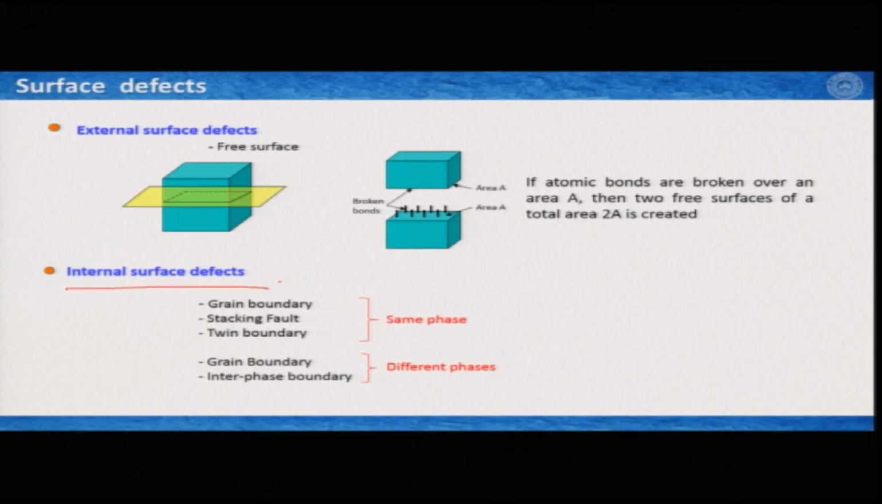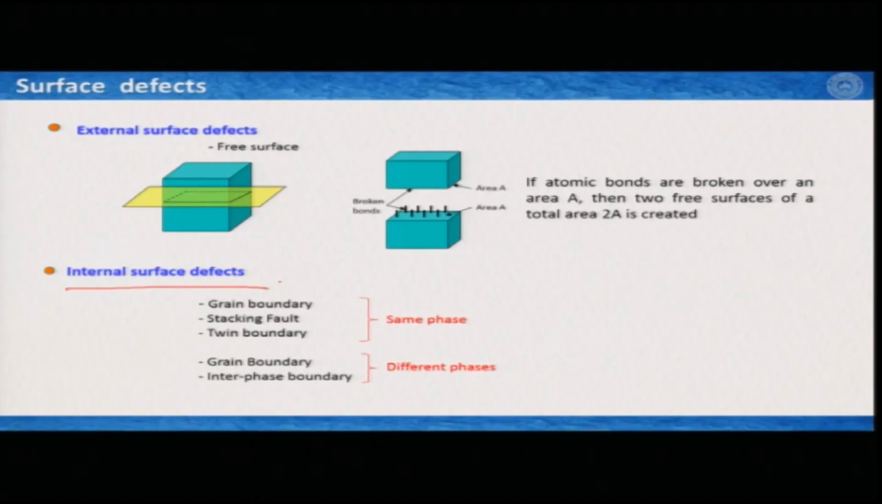And within the internal surface defects we can have surface defects between the same phases and between different phases. Between the same phases we have grain boundaries, stacking faults, twin boundaries and so on, and we can also have grain boundaries within different phases and also a different kind of interface boundaries. So, from now on we will mostly look at grain boundary, and twin boundary is also a kind of grain boundary. We will look at mostly these two, we will ignore stacking fault for the time being.